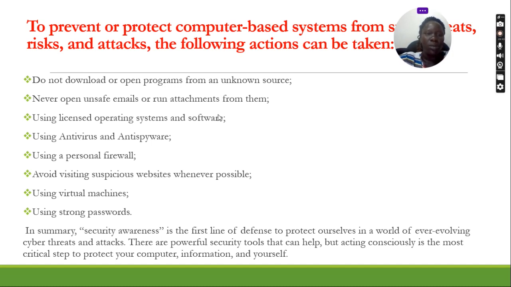One, do not download or open programs from unknown sources. Never open unsafe emails or run attachments from them. By using licensed operating systems and software, you can use antivirus and anti-spyware. You can as well use personal firewalls. And then you need to avoid visiting suspicious websites whenever possible, maybe using a virtual machine, and then using strong passwords. So all in all, security awareness is the first line. It's the first baseline for us to protect ourselves from all this harm.